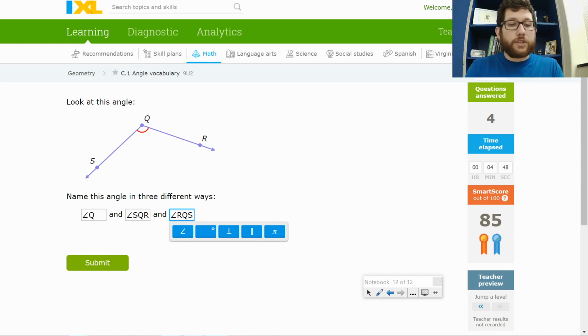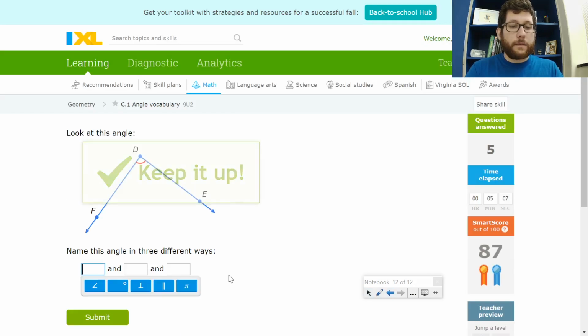What if I rearrange the letters? What if I went RSQ? Well, R to S to Q. Notice how when I trace that, that actually makes this angle here. So whenever we use three letters, we need to make sure that the angle's vertex, Q, is in the middle. Let's double check that to make sure our answer is correct. So we end up very good.